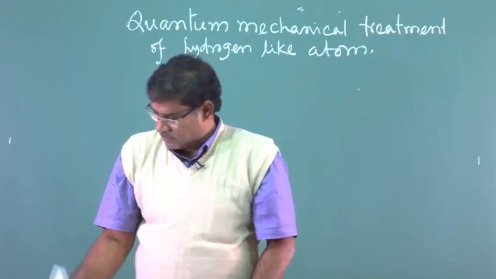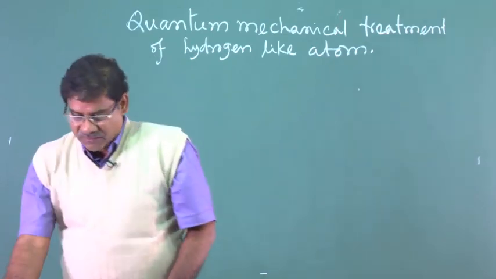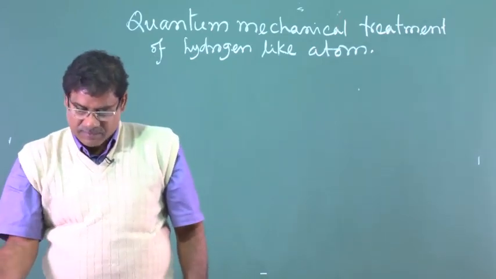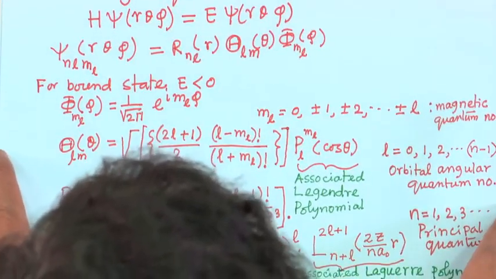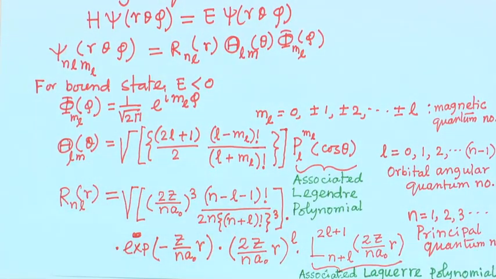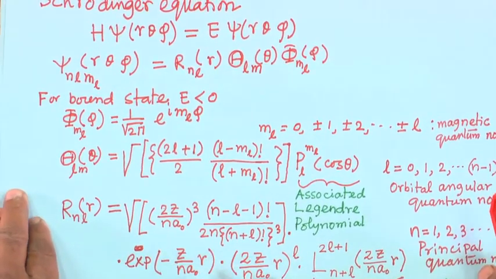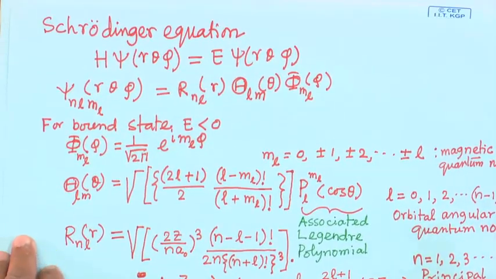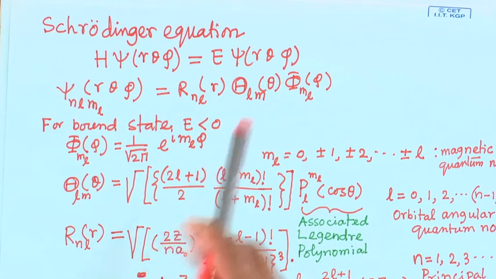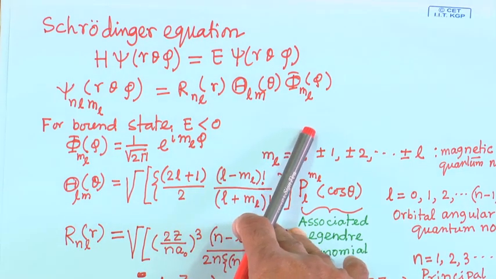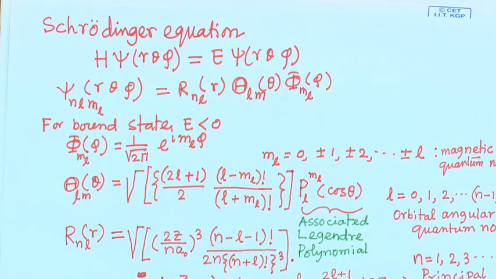So finally, after solving this Schrodinger equation in spherical coordinate, what did we achieve? We achieved basically the energy E_n equal to minus mu z square e to the 4 by 2 n square h cross square.